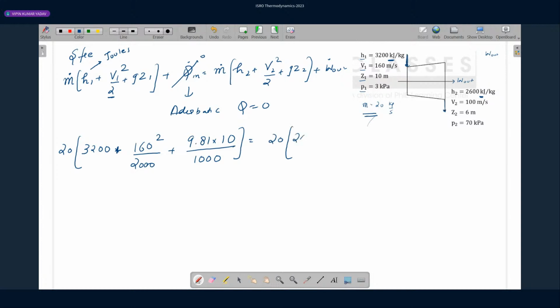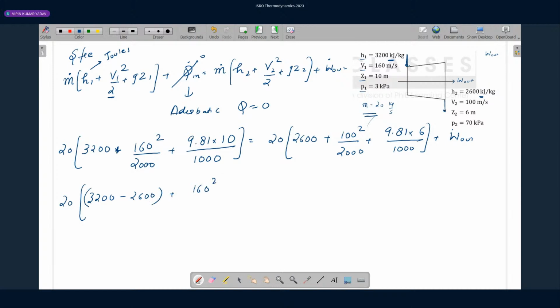H2 is how much? 2600 plus 100 square by 2000 plus 9.81 into 6 upon 1000 plus W output. So here I can write 20 times (3200 minus 2600 plus 160 square minus 100 square...). Are you solving it with me? You have to give the answer before I write all this.